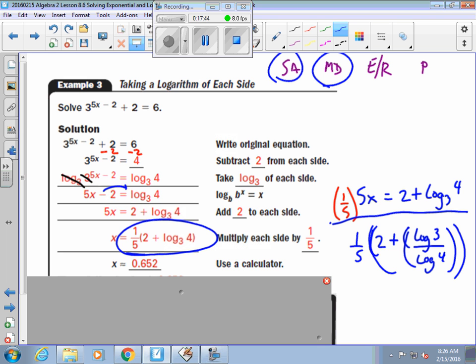So try that real quick. Try to punch that in, those out there sitting there with a calculator. 1 over 5, open parentheses, 2, plus, open another parentheses, log 3 divided by log 4, close parentheses again. And when you do that, you should get 0.652. If you don't, try it again and see if you could figure out what you did incorrect.